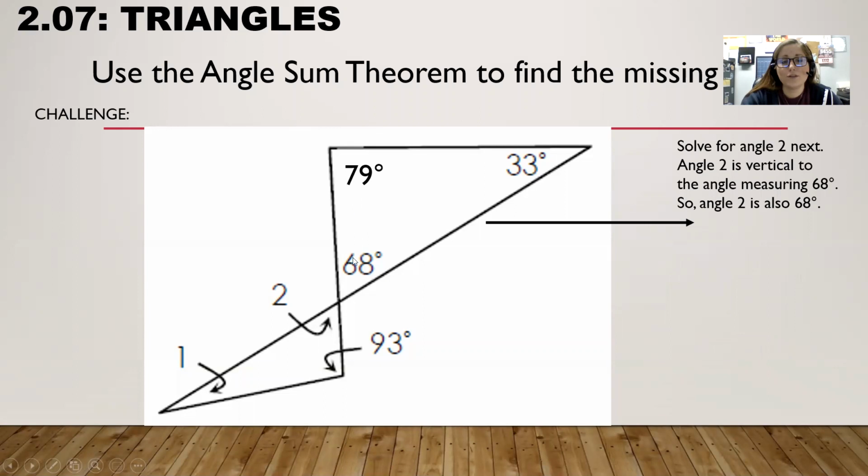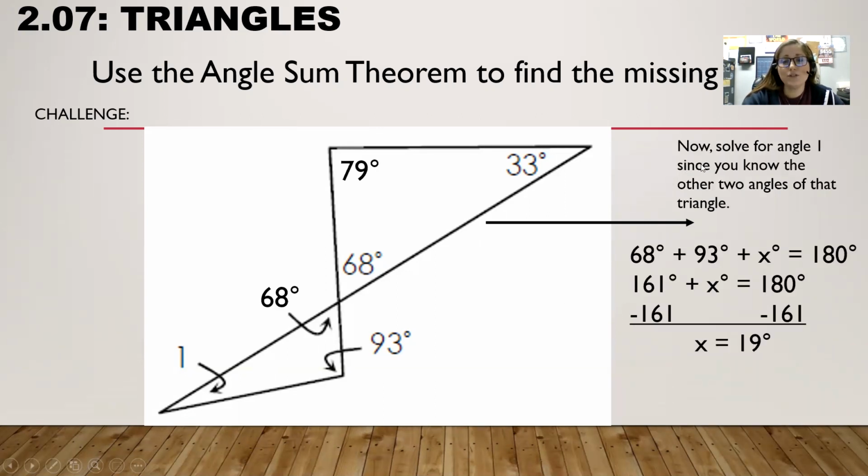The next thing we want to do is look at the missing angle for 2. The reason why is in a couple lessons back, we talked about vertical angles. Vertical angles are always congruent. They're always going to be equal to one another. So in this case, we know that this angle here is 68 degrees. We know that this angle is vertical to angle 2. That means that since they are vertical angles, they are equal to one another. So we know that the measure of angle 2 is going to be 68 degrees.